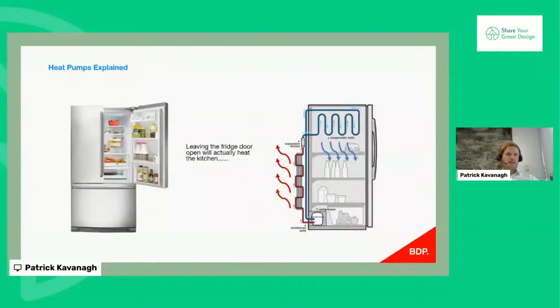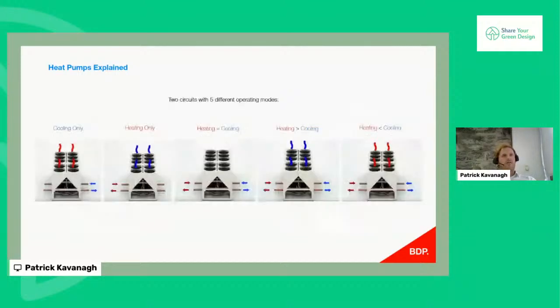So just very quickly, for those on the call who haven't heard of heat pumps but maybe want a simple explanation: if you think of your fridge at home, your fridge has evaporator coils which are keeping the contents of your fridge cool. And at the back you have condenser coils and a compressor which is giving off heat. So it's counterintuitive, but leaving the fridge door open will actually heat your kitchen, not cool it down.